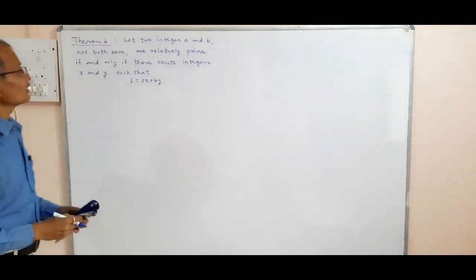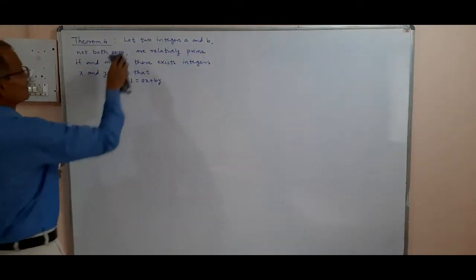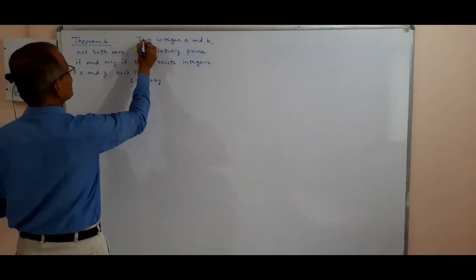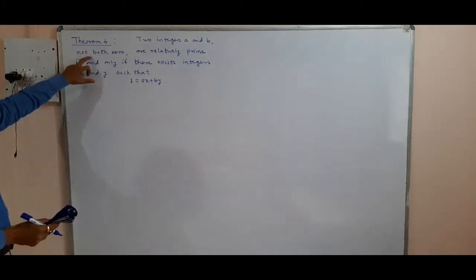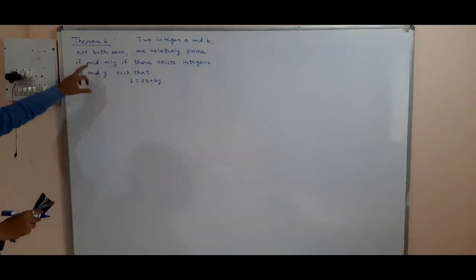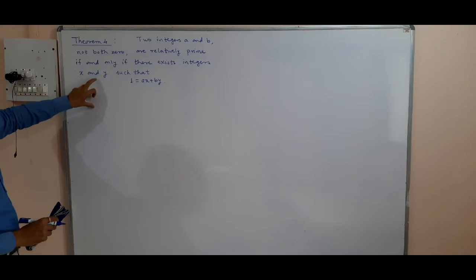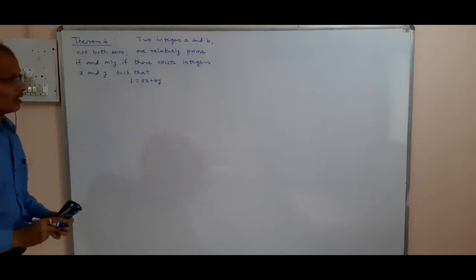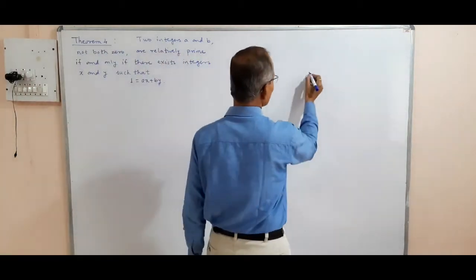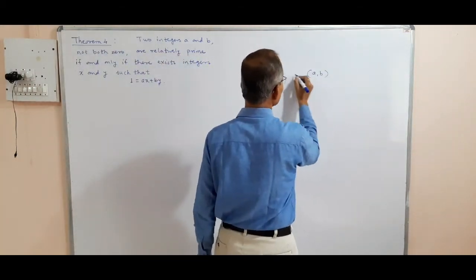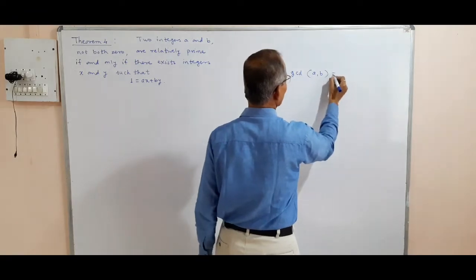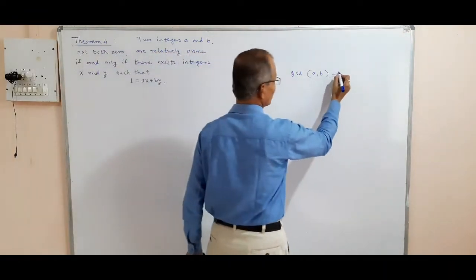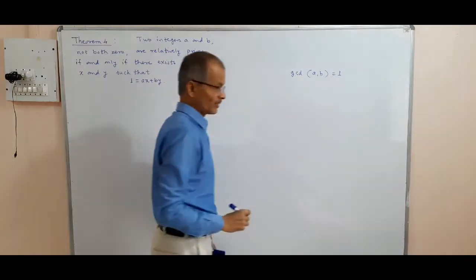So the statement we shall consider is like this: two integers a and b, not both 0, are relatively prime if and only if there exist integers x and y such that 1 is equal to a combination of a and b. What is the definition of relatively prime integers? If the GCD of a and b is equal to 1, then they are said to be relatively prime, or no integer except 1 is a common divisor of them.